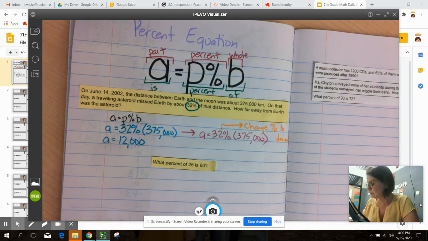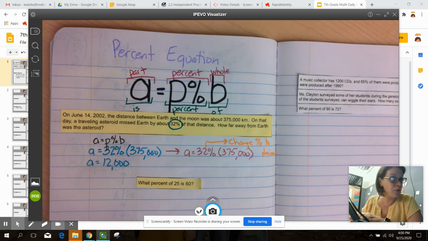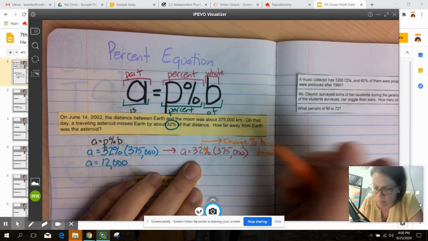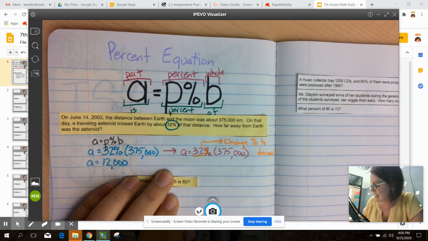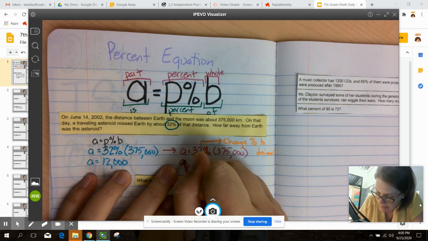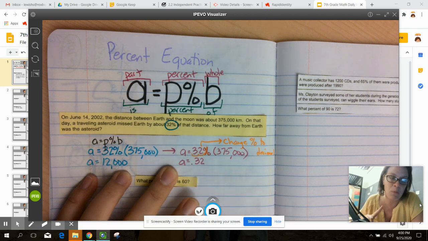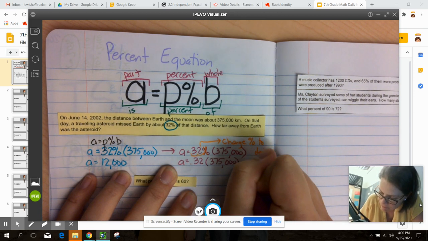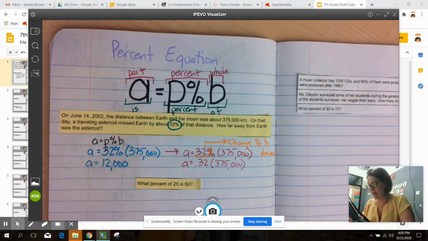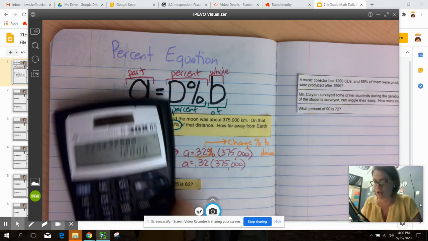Okay, so right now, this is 32%. So we would get rid of this, and right now the decimal's here, so we're going to go 1, 2, and so my decimal would then be A equals 0.32, percent sign's gone, times 375,000. Okay, so we can put that in our calculator. Well, we don't have a calculator, so you would have to do it like longhand, but we're not going to do that. I'm just going to show you it's the same thing.